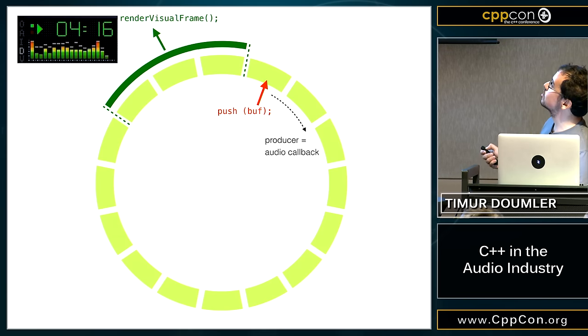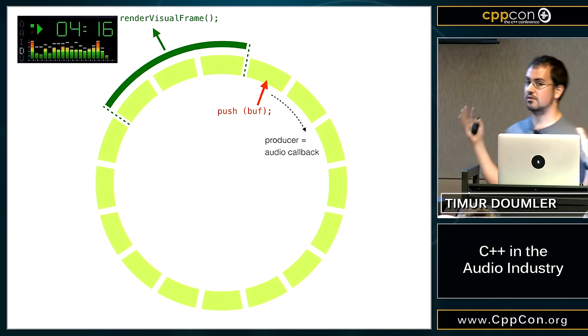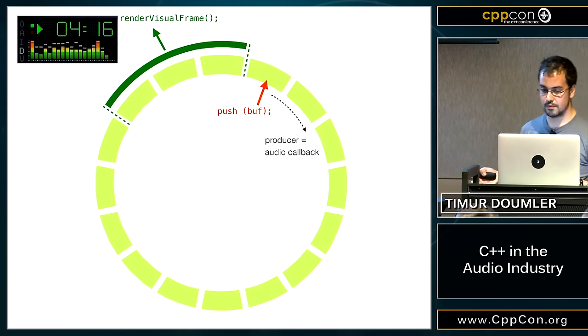And the only thing you have to make sure is that as this goes round and round, it will never actually reach that area. And you can actually do this by just making your buffer large enough. And then you don't even have any of the synchronization issues anymore. So this is also a common pattern in audio code that solves a lot of problems.